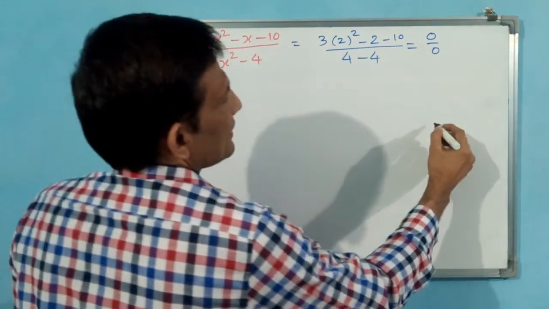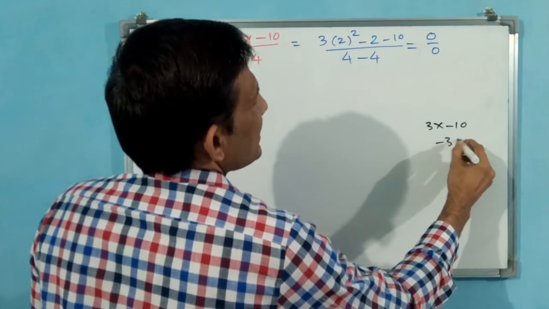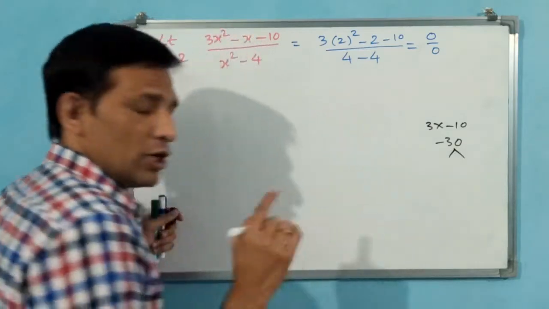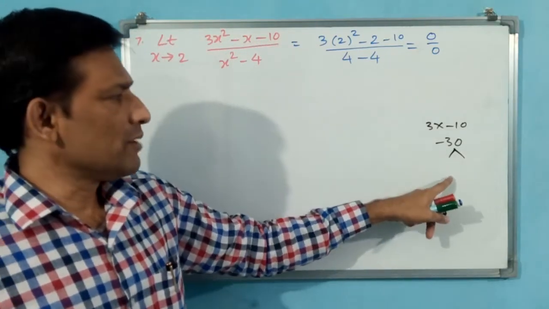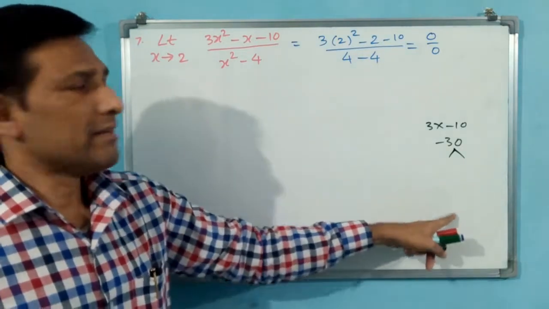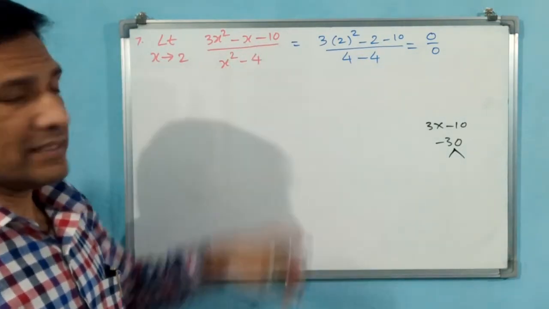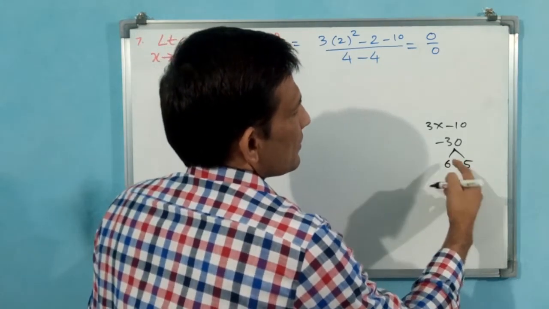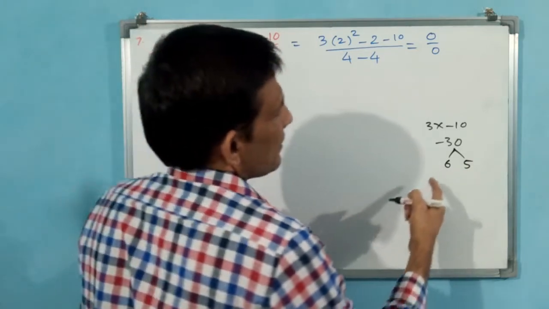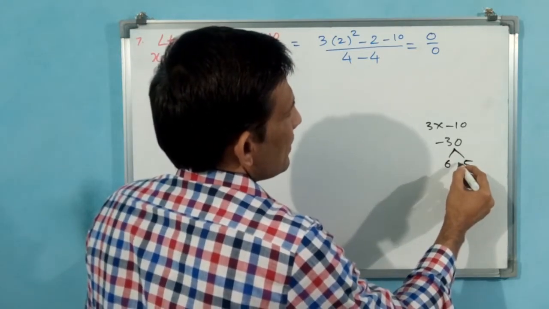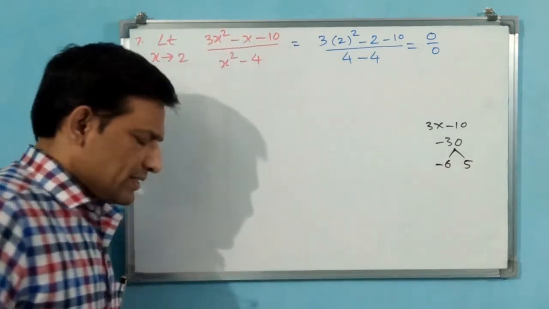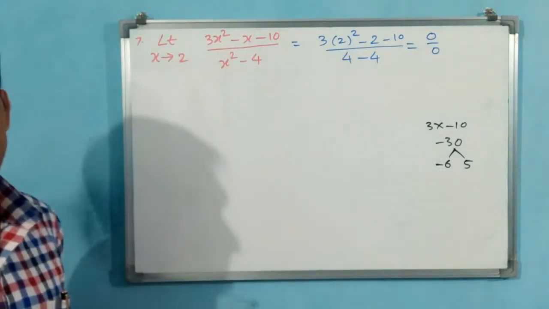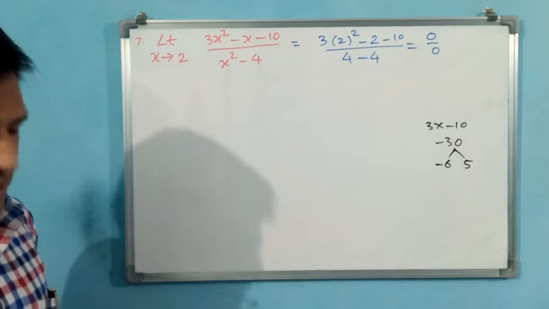See, 3 into minus 10 is minus 30. Take the factors of minus 30. If you multiply those factors, minus 30 should come, and if you add or subtract them, minus 1 has to come, that is minus x. I will take 6 into 5, 30, 6 minus 5, 1. Minus has to come, so I will take minus 6 into plus 5, minus 30. Minus 6 plus 5 is minus 1. Definitely okay.